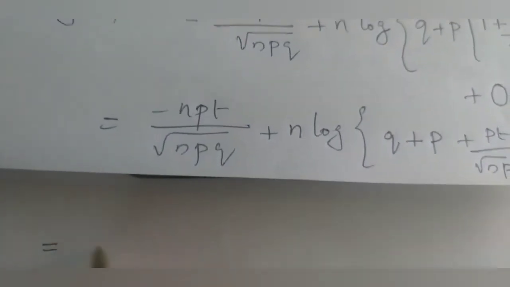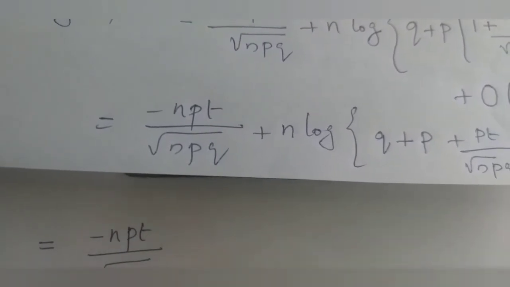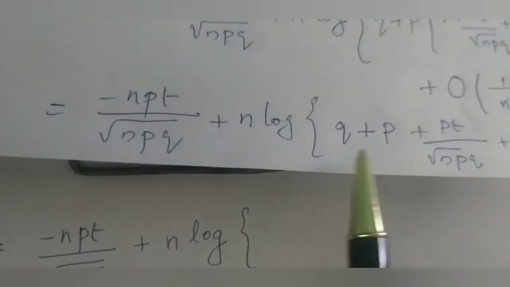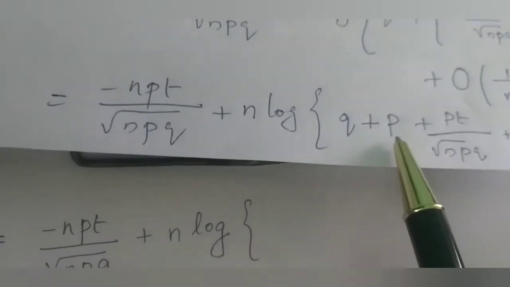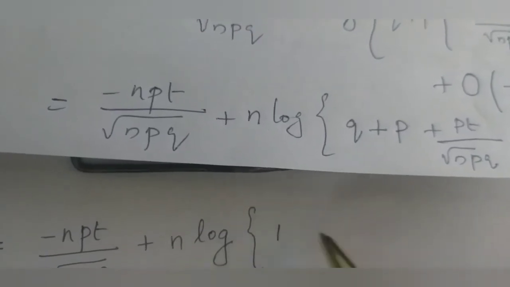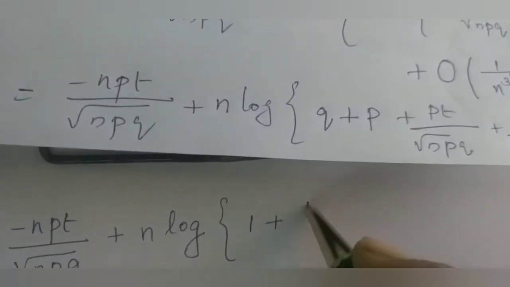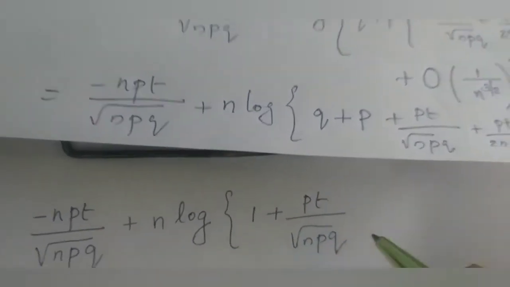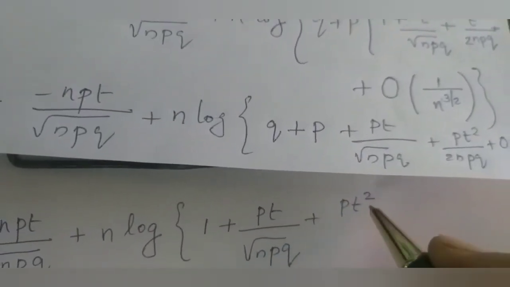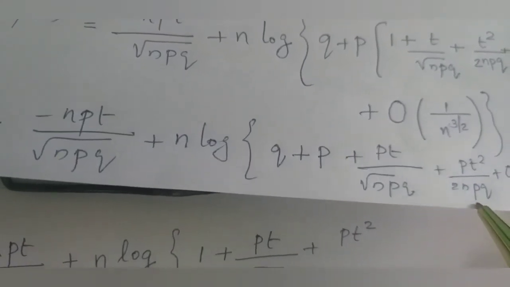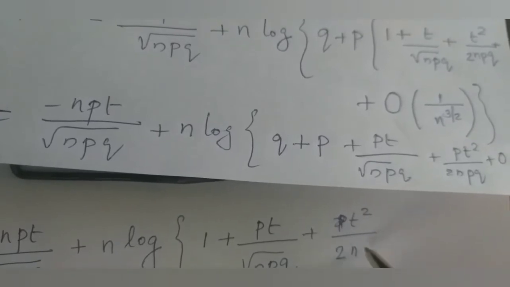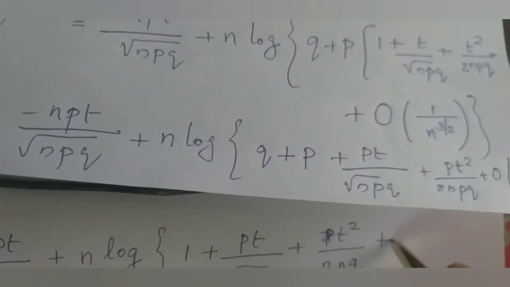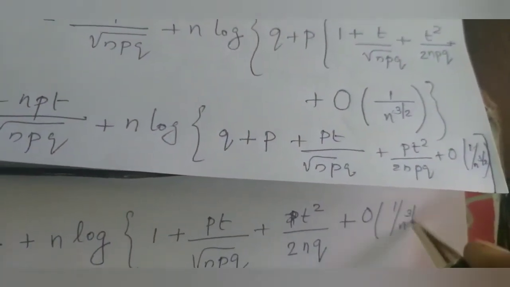This is equal to minus npt divided by root of npq plus n logarithm of, here q plus p is here. We know that for a binomial distribution q is 1 minus p, then 1 minus p plus p is equal to 1. Then q plus p is 1, so we can substitute q plus p equal to 1, then pt divided by root of npq plus pt square. Sorry, here p and p are here, we can cancel this p, then t square divided by 2nq, plus order of 1 by n raised to 3 by 2.